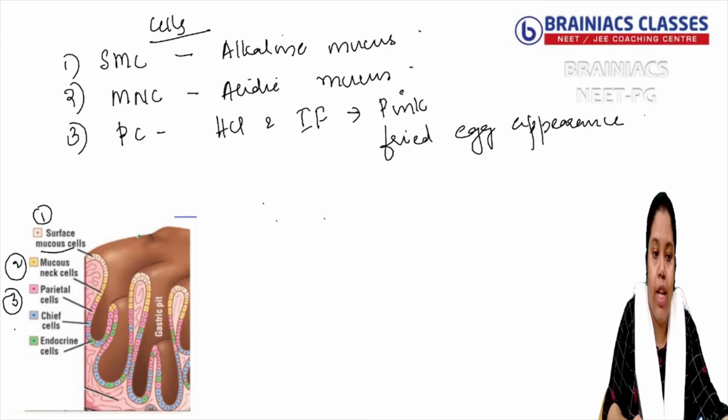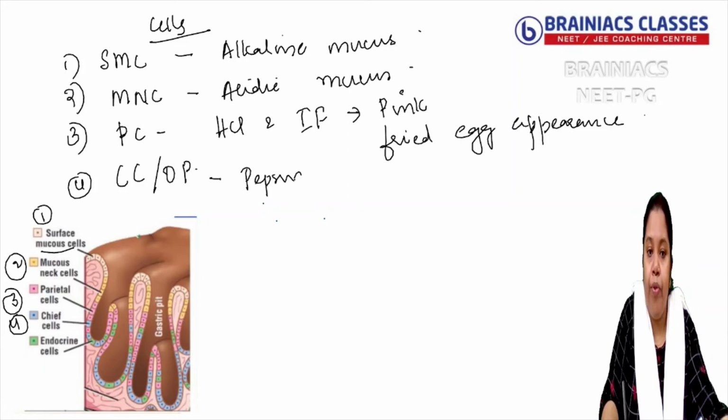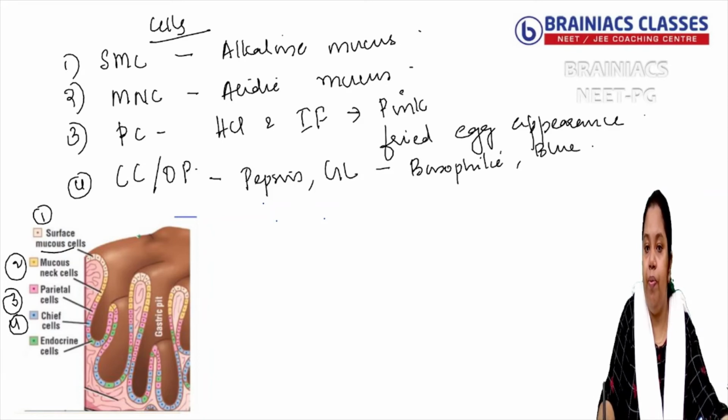The fourth cells are the chief cells, or the oxyphil cells. They will secrete pepsin and gastric lipase. They are basophilic, so they will appear blue in color. The chief cells will appear blue in color.